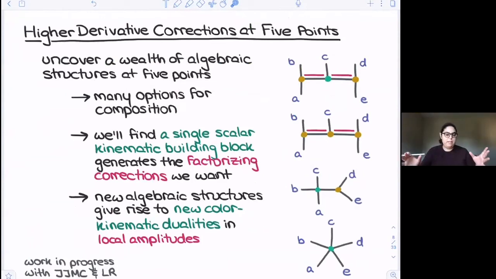All right, so now we're actually going to get to really focus on the priority of this talk, which is 5 points. And this is work in progress with JJ and Laurentiu. So what we find at 5 points is a whole wealth of different algebraic structures. And this gives us a whole bunch of options for composition rules, but we're actually still going to find that just like at 4 points, where the simple scalar gave us everything we wanted, we're going to find a single scalar kinematic building block at 5 points as well to generate all the factorizing corrections we care about. And also we're going to see all these new algebraic structures will give rise to associated color-kinematics dualities in our local amplitudes.